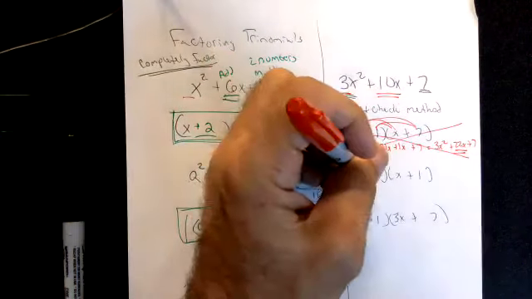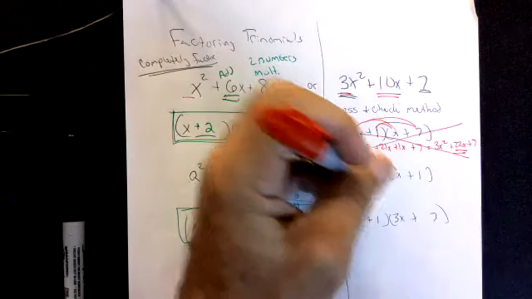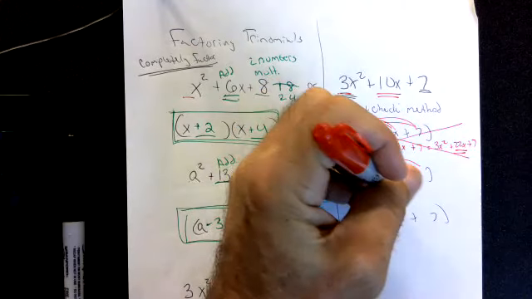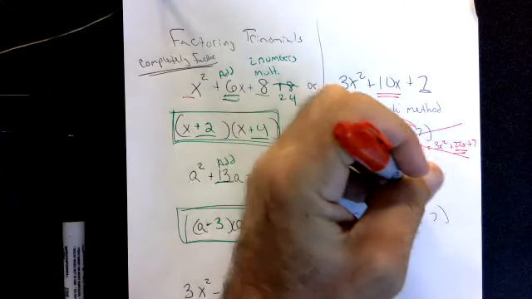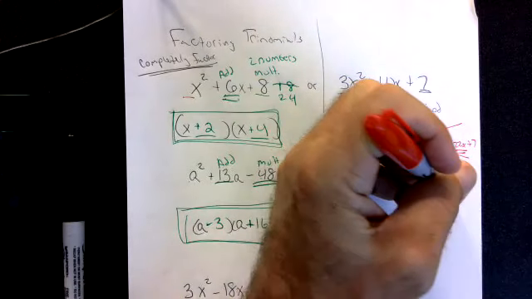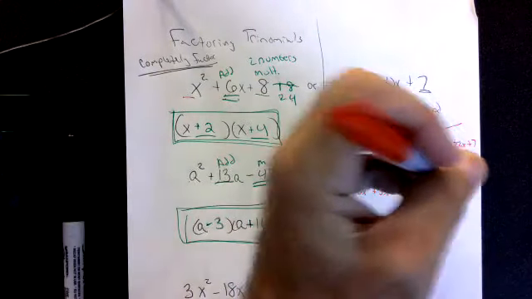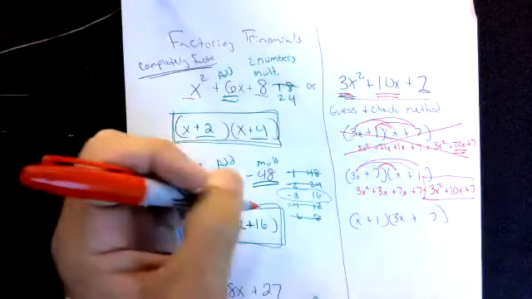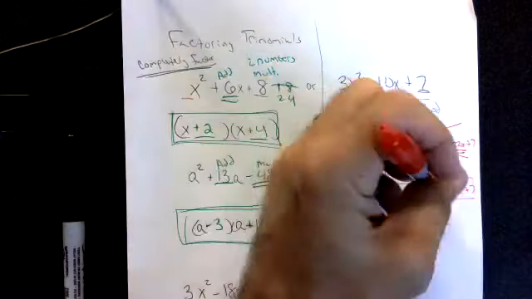Okay, we multiply this one. 3x times x is 3x squared. 3x times 1 is 3x. 7 times x is 7x. 7 times 1 is 7. If we add those, we get 3x squared plus 10x plus 7. Wait a minute, that's the right answer. This is the right factor.